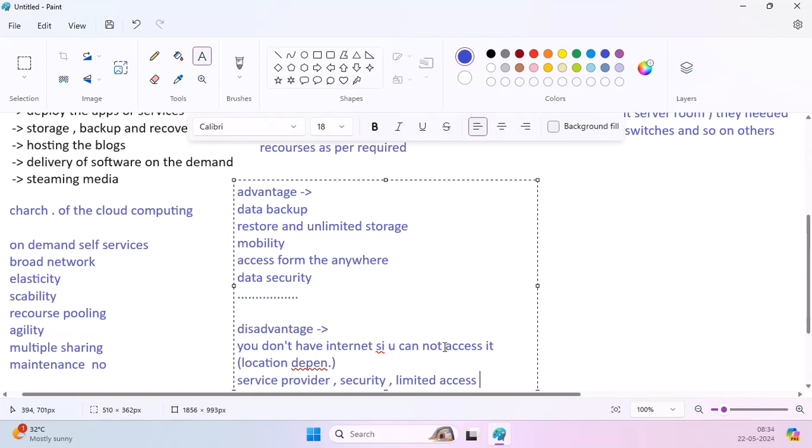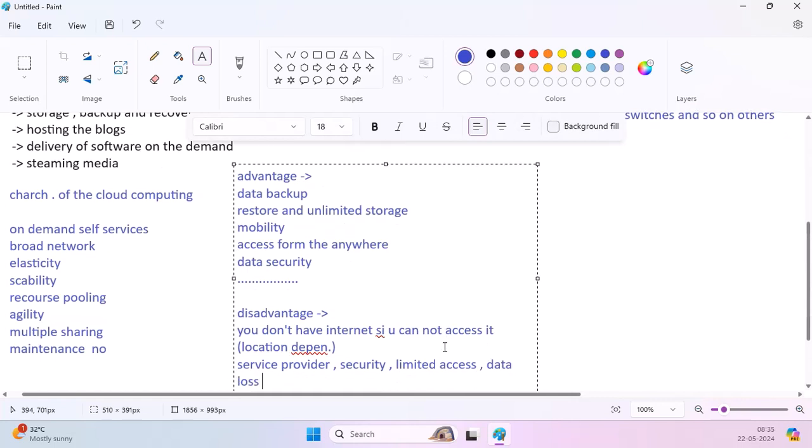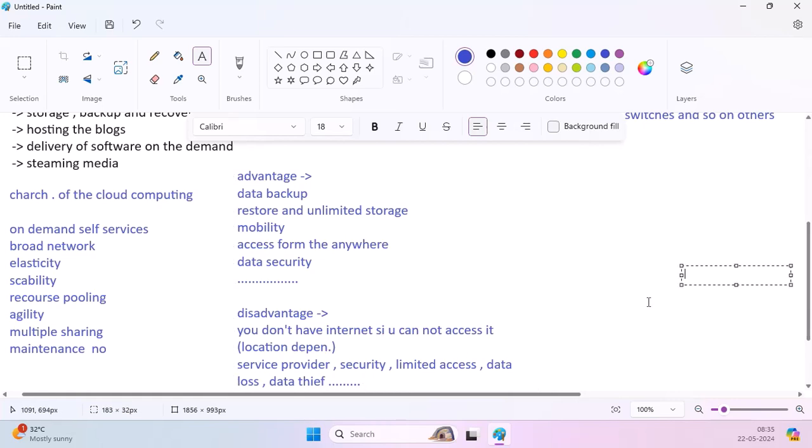So limited access, data loss could also be another disadvantage, and your data could also be stolen. So that's pretty much some disadvantages of using the cloud.